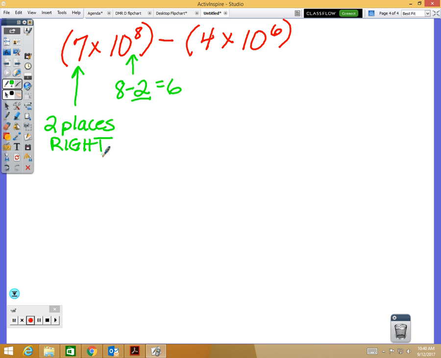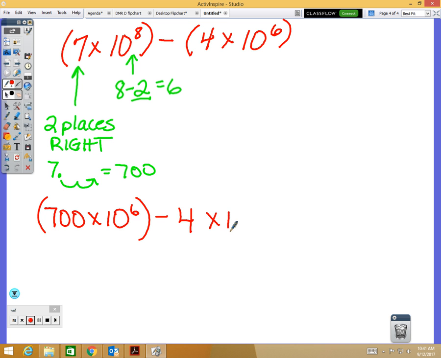Okay? So when I change a 7 point and I move it 2 places, this now becomes a 700. So 700 times 10 to the 6 minus 4 times 10 to the 6.